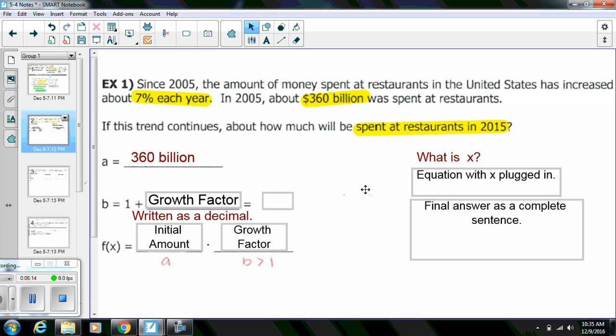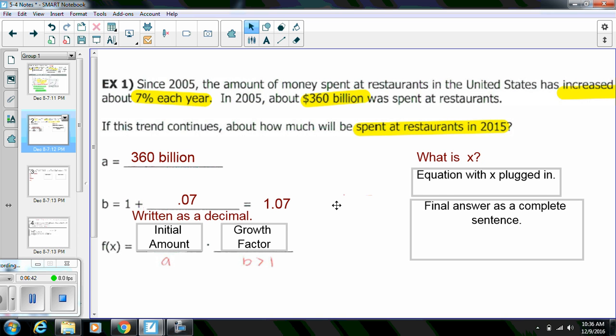360 billion. Now we have to find our B. Well, we know we're growing. This is a growth factor because it says over here it increased about 7% each year. But remember, it has to be a number greater than 1. So we take 1 and we add that 7% as a decimal. So 1 plus 0.07, which gives us 1.07 as our B.